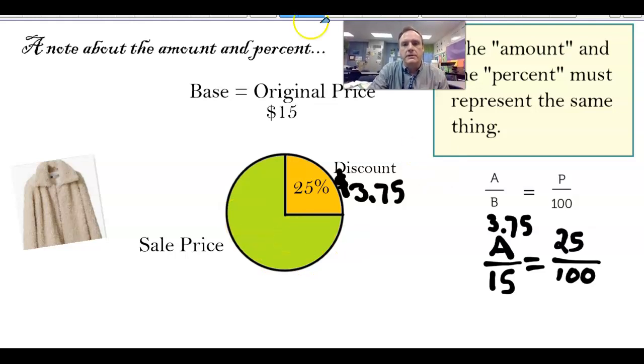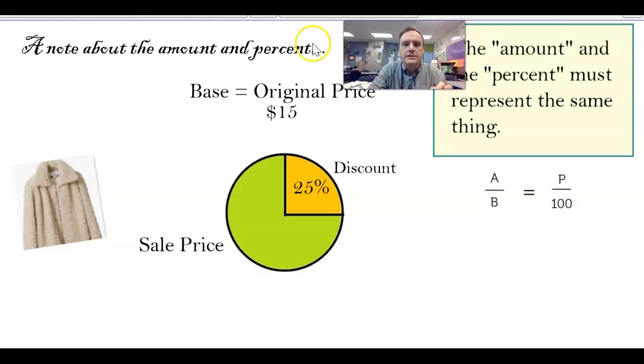All right, let me erase these right here. And now let's change this around a little bit. Let's say the 15 was not the original price. The 15 was the discount amount. So now our problem looks a little bit different. Here's a coat that's on sale. We don't know how much the original price was, but we do know we saved 25%, which is $15. So we saved $15. So the question could be, how much is the original price?